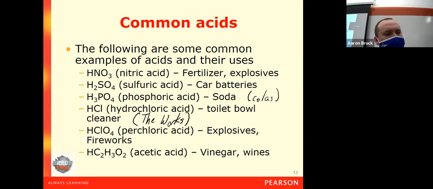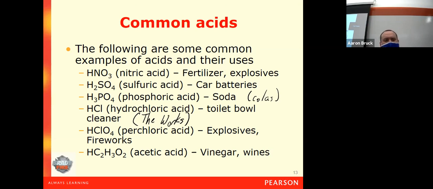Perchloric acid. Perchloric acid is also an oxidizing acid, like nitric acid is. It is used in explosives. It is used in fireworks for that very reason. The perchlorate ion with those extra oxygens in it is capable of causing other oxidation reactions to occur, to often very significant effects.